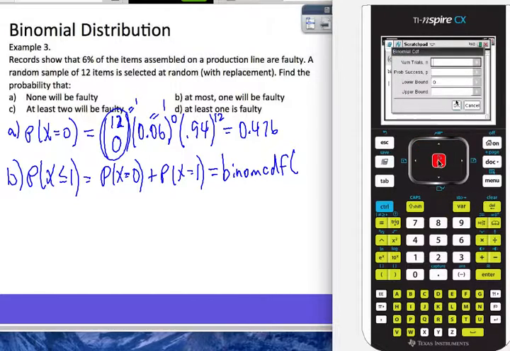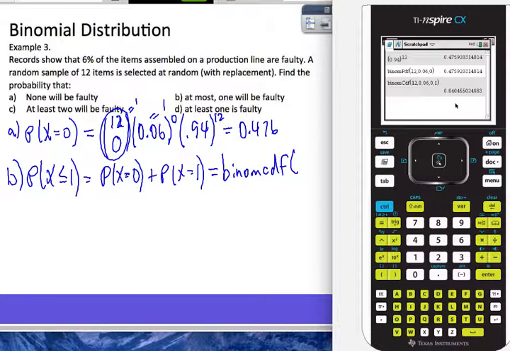And now again, the inputs are similar. The number of trials is 12. The probability of success, again, we're thinking of success as a faulty item. The lower bound is 0, that's correct, and the upper bound is 1 in this case. All right, and so that's 0.840 to 3 significant figures.